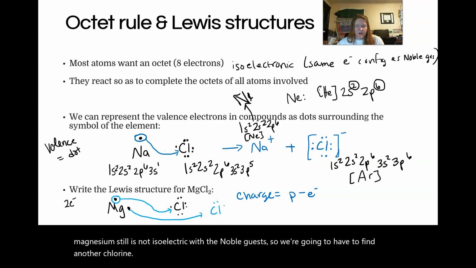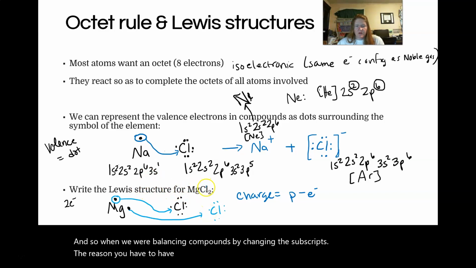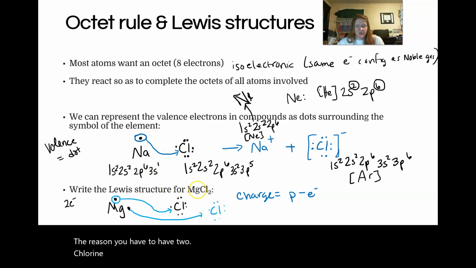And so when we were balancing compounds by changing the subscripts, the reason you have to have 2 chlorine is because you have a +2. That's because it has to give up 2 electrons. And each chlorine can only take 1 of them.